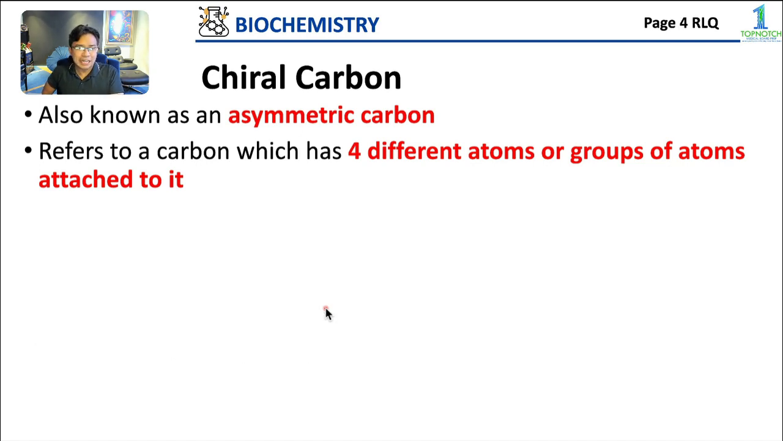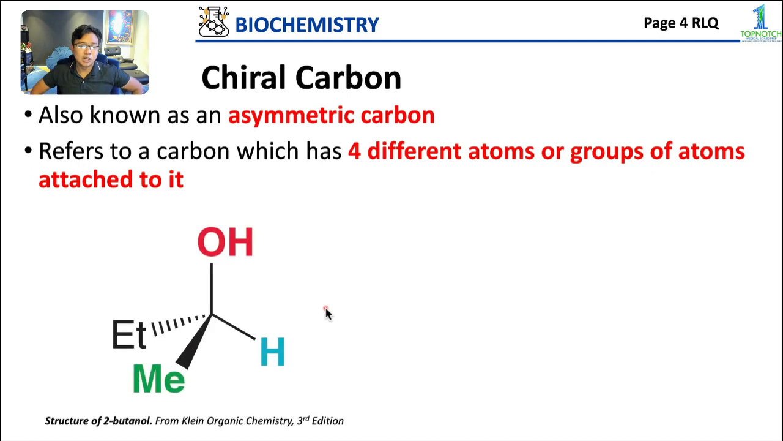Now, the concept of a chiral carbon, or an asymmetric carbon, same thing, refers to a carbon with 4 different or 4 unique atoms or groups of atoms attached to it. So, the chiral carbon here is the one at the center. They are all different: the hydroxyl, the hydrogen, the methyl, and the ethyl group. There are 4 different atoms or groups attached to this carbon. Therefore, it is also known as a chiral carbon or asymmetric carbon.